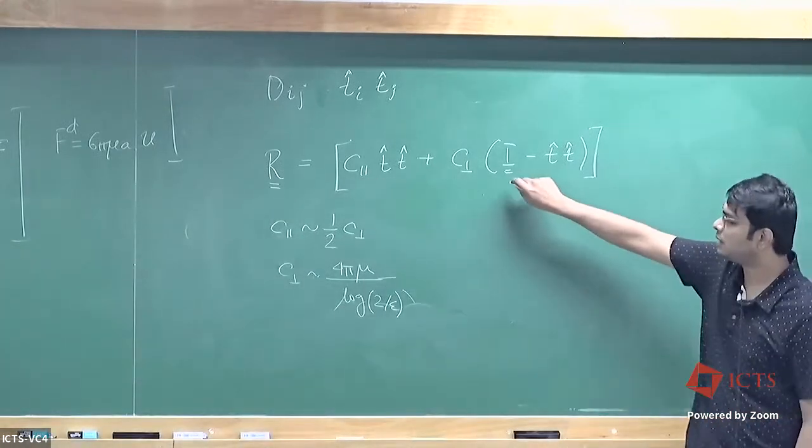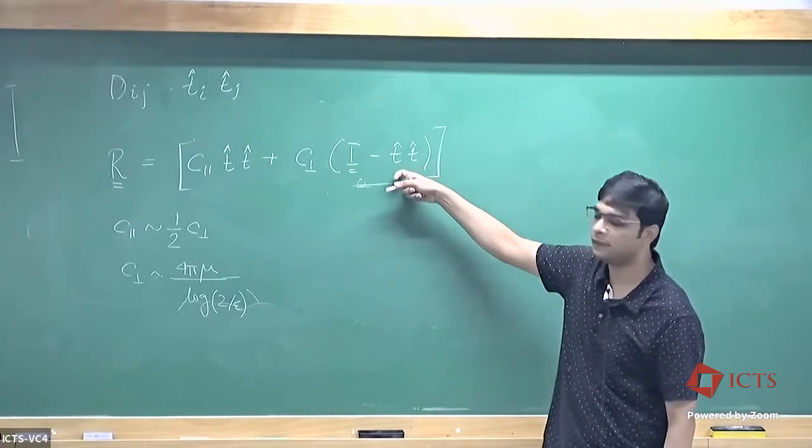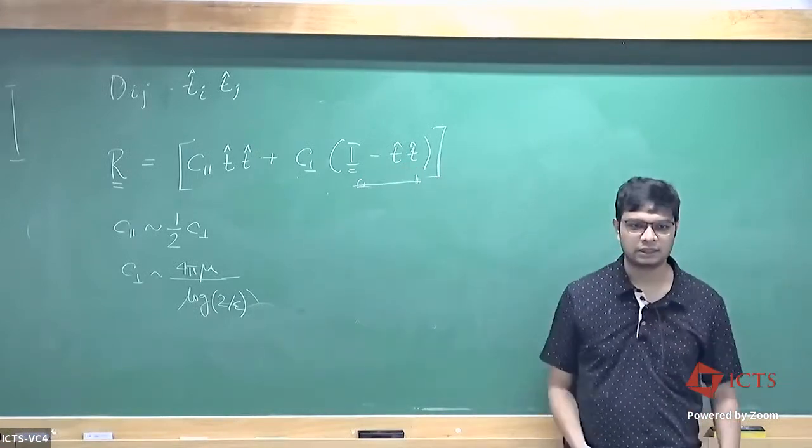Can anyone tell me what this matrix is, or what this sort of thing is? I minus t t. So t is a unit vector, remember. What does I minus t t mean?